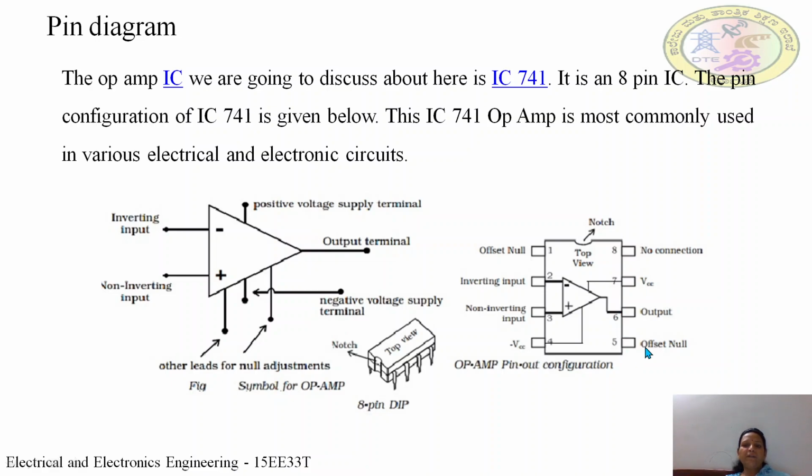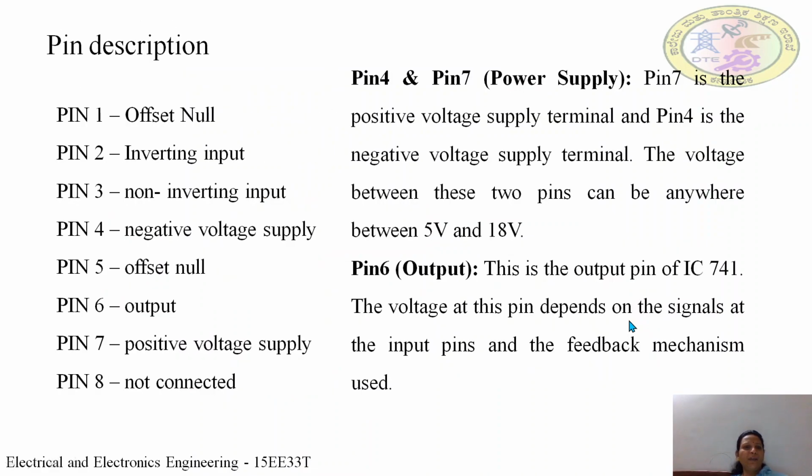And pin number 5 is the offset null. Pin number 6 is the output. So again, this is the pin description. Pin number 4 and 7 are the power supply. Pin 7 is the positive voltage supply terminal, and pin 4 is the negative voltage supply terminal. The voltage between these two pins can be anywhere between 5 to 18 volts.